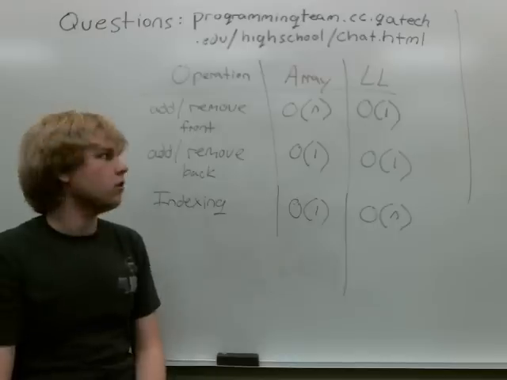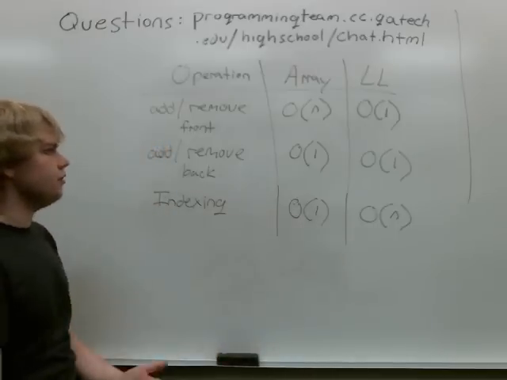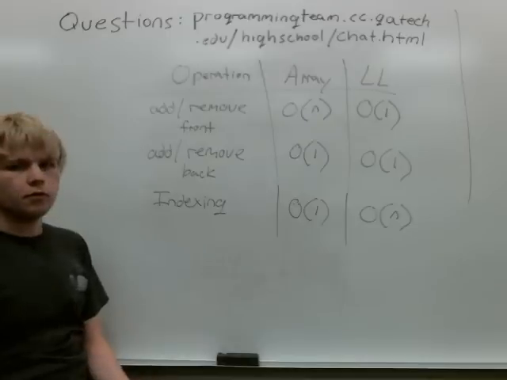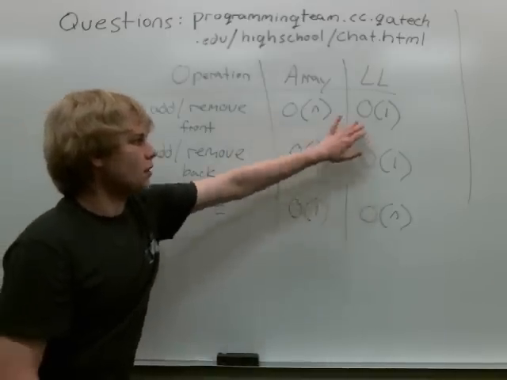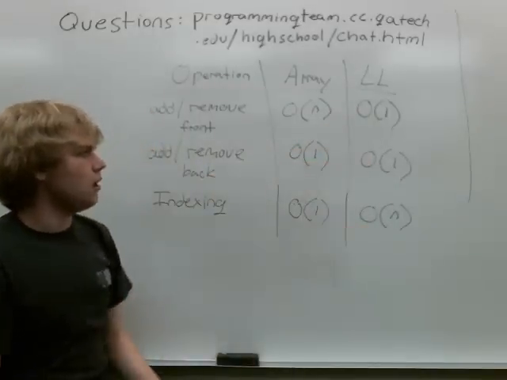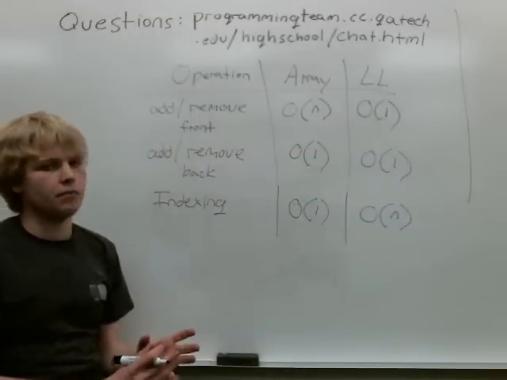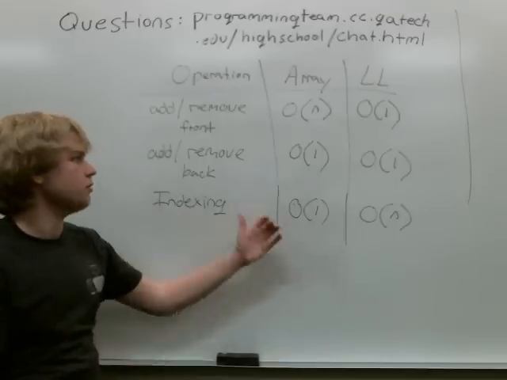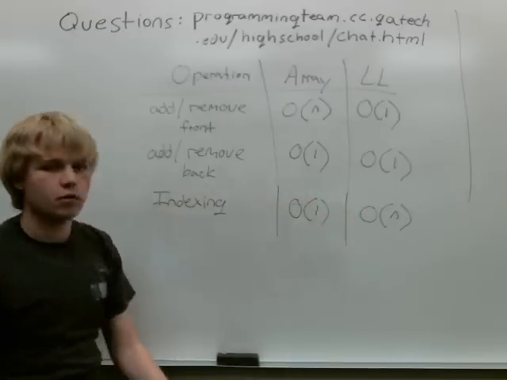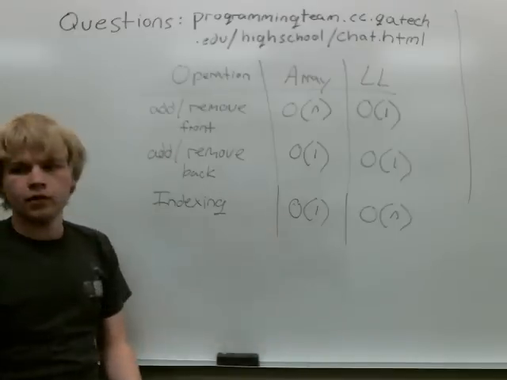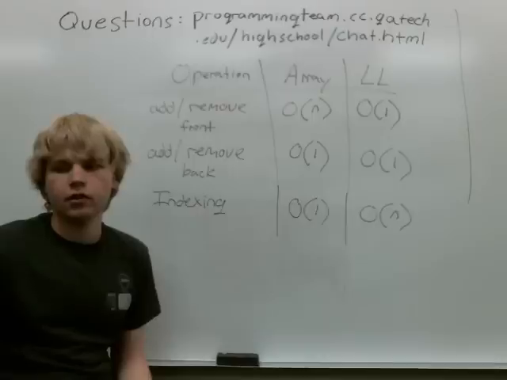Okay, so just from this little chart, you can see when all you need to do is add or remove from the front of your list, a linked list is better, right? Because it has O of 1 for both of these. However, if you need to index something very frequently and get items in the middle of your list, you're going to want to use an array because it has O of 1 lookup time rather than O of N, which is much better. Okay, so that's a basic comparison of linked lists and arrays.